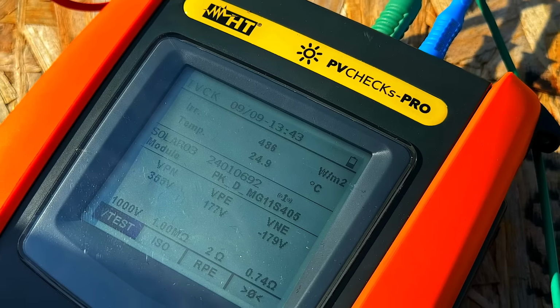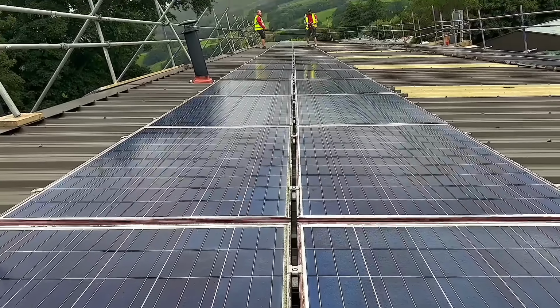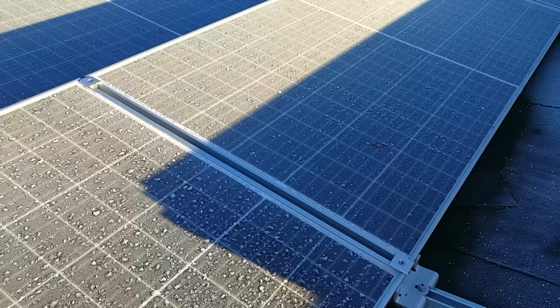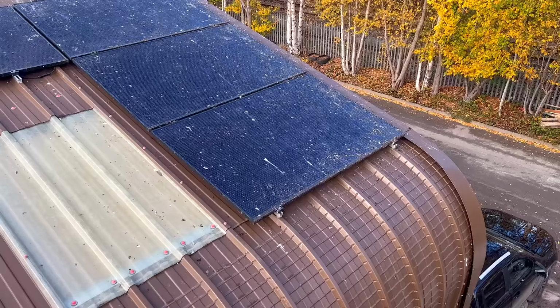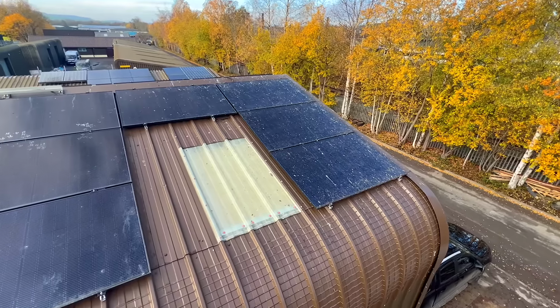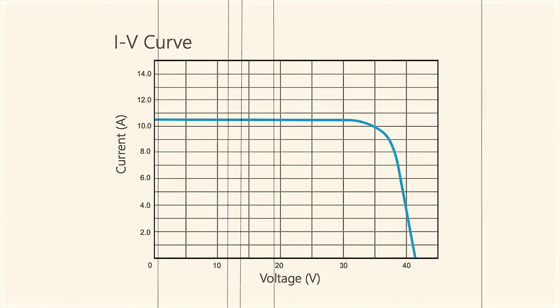You've checked the voltage, you've checked the current, everything passes and the system's still underperforming. A bypass diode's quietly given up. Shading you can't see from the ground, even something as simple as dirt, dragging the whole string down. Basic tests won't find it, but the IV curve will.